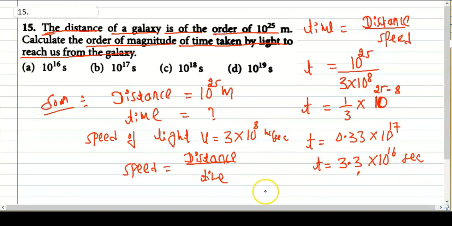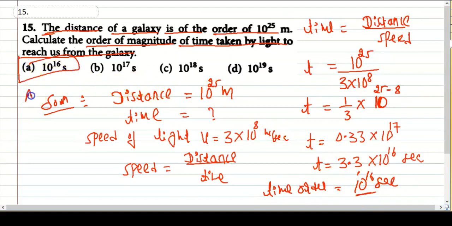So the time order is how much? The time order is equal to 10 to the power of 16 second. Which option is matching for this one? Option A is the correct answer. But many students put the value of 10 to the power of 17. So this is wrong. The decimal point is shifted up to the 2 significant figure. Okay, that is a 2 significant figure. So option A is the correct answer.